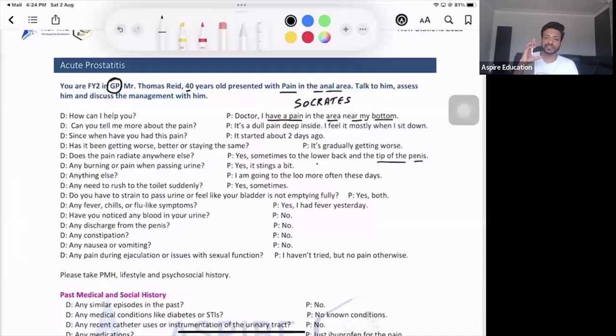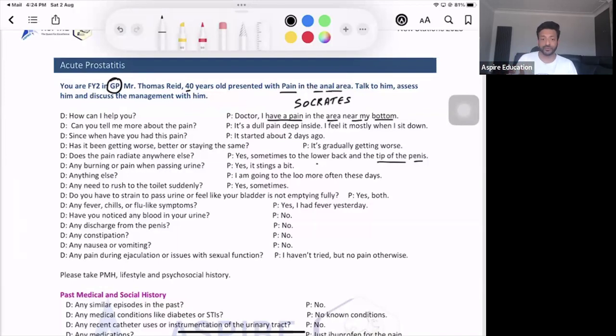Now, the patient has got pain in the anal area, so you need to ask questions around it. That's how I make things easy for candidates: for pain in the anal area, you ask about diarrhea, constipation, UTI, sexual history. All those questions you need to ask. So first you do SOCRATES and then anything else, like any burning sensation while passing urine, any nausea, vomiting, any fever, flu-like symptoms, any blood in the urine, any frequency, nocturia.